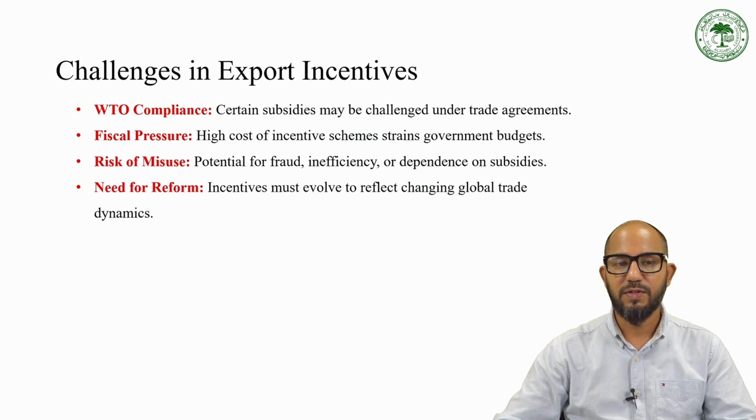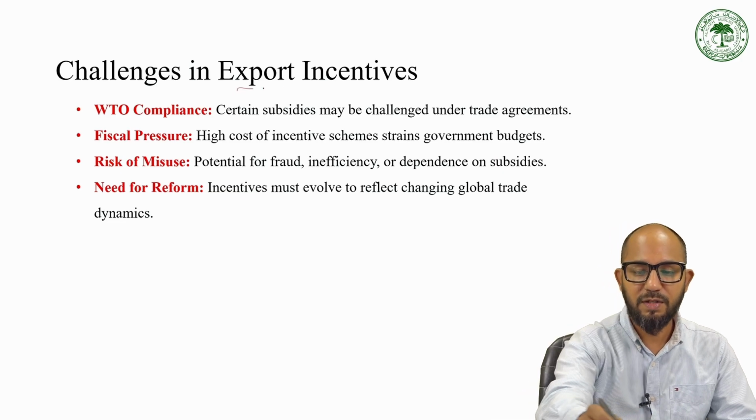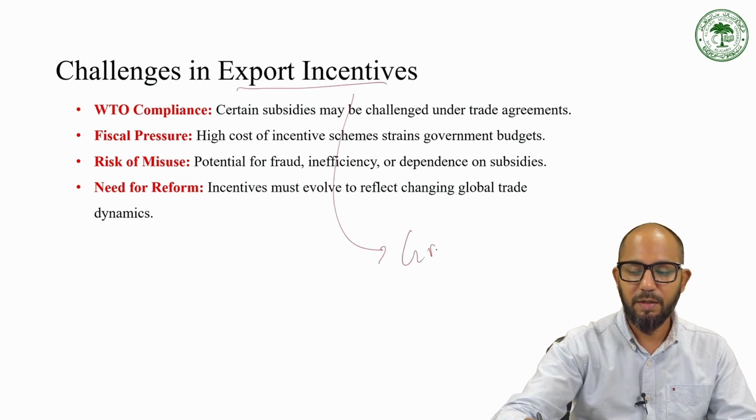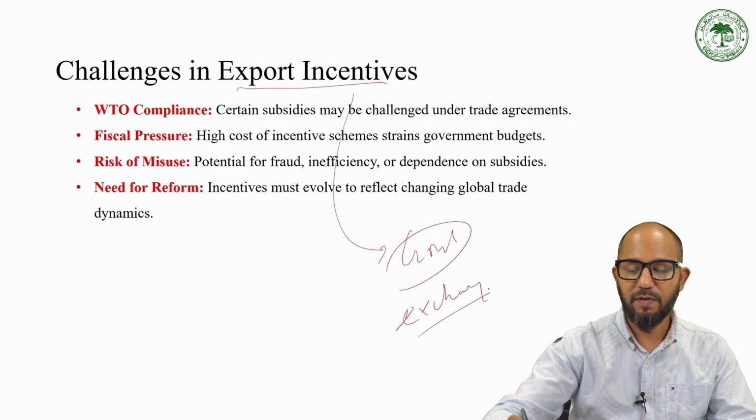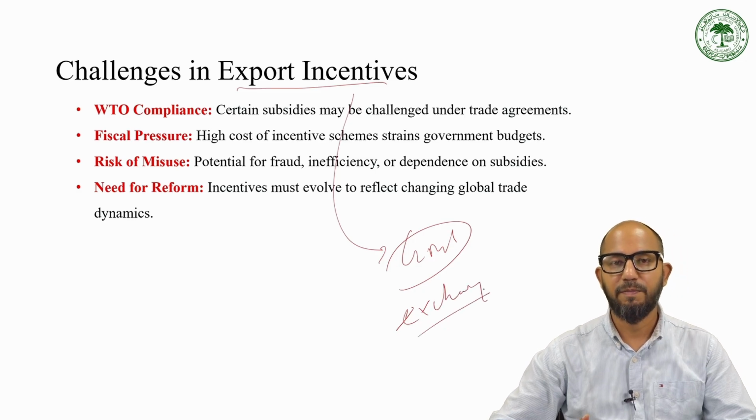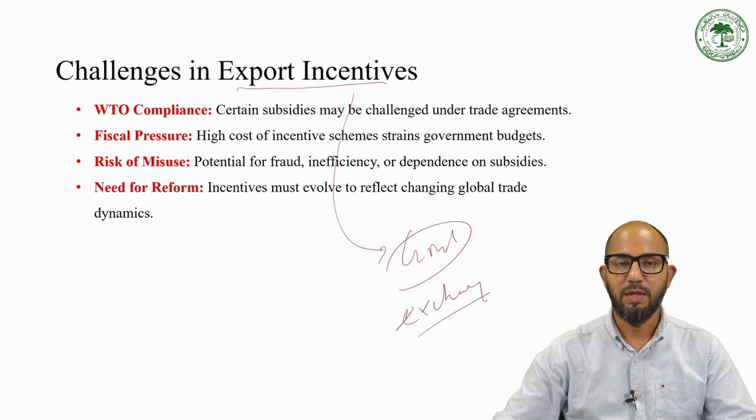The second is fiscal pressure. There is a high cost of these export incentives because they are borne by the government. The government exchequer faces problems because where will the payment of these subsidies come from? It is from the taxpayers' money, and therefore there is going to be huge pressure on fiscal management, and this is also a challenge, particularly for the developing economies.